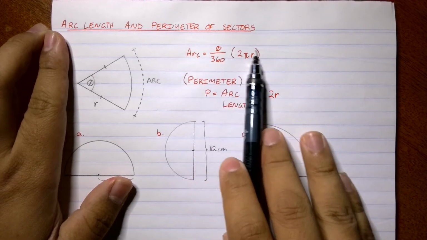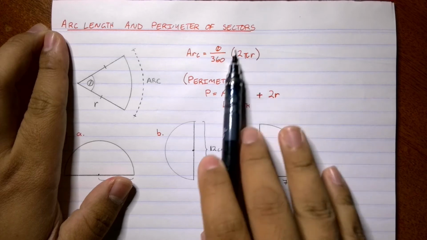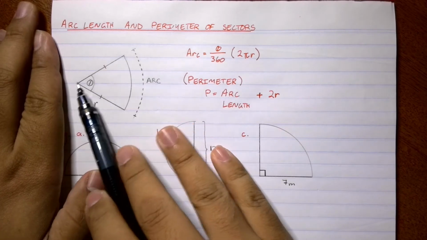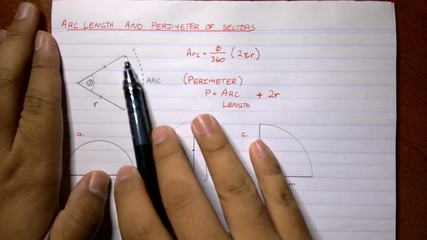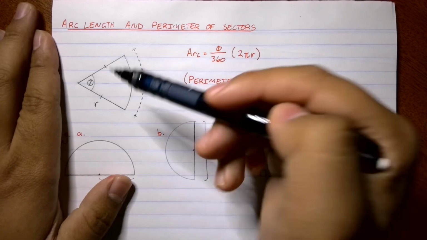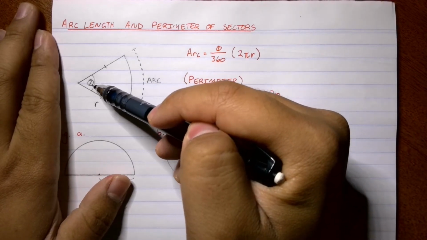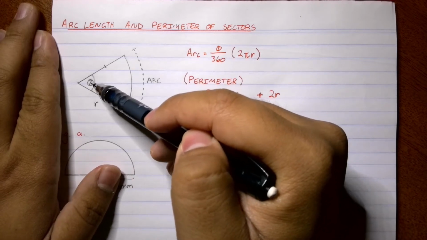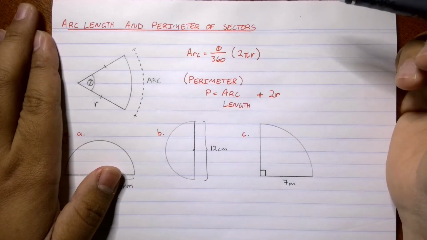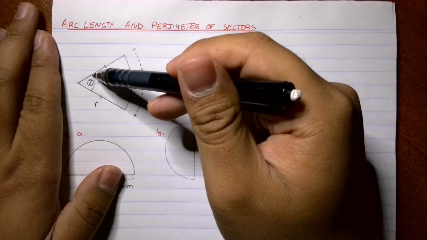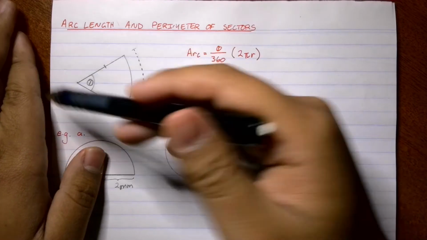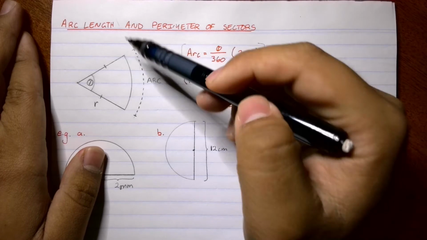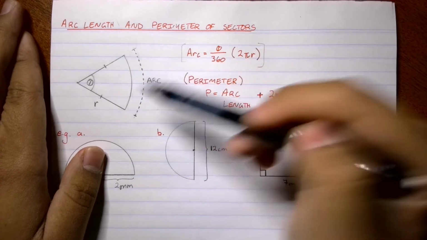If you notice, it's actually very similar to the circumference of a circle, 2 pi r, but all we do is we multiply it by the fraction of what the sector represents, and we find that by taking the angle on the inside of the sector, and then we divide that by the total 360. So the arc length only calculates this curve.